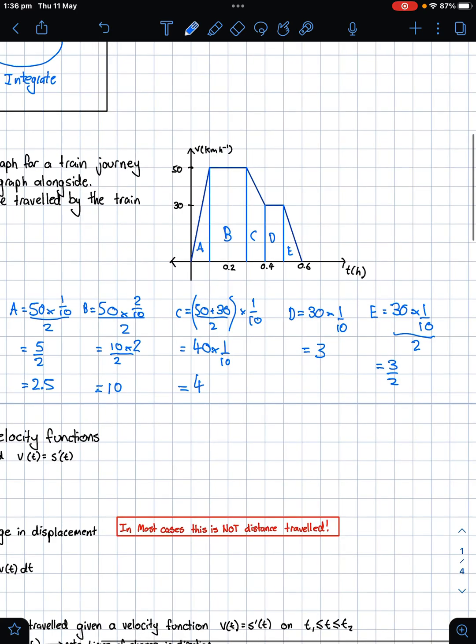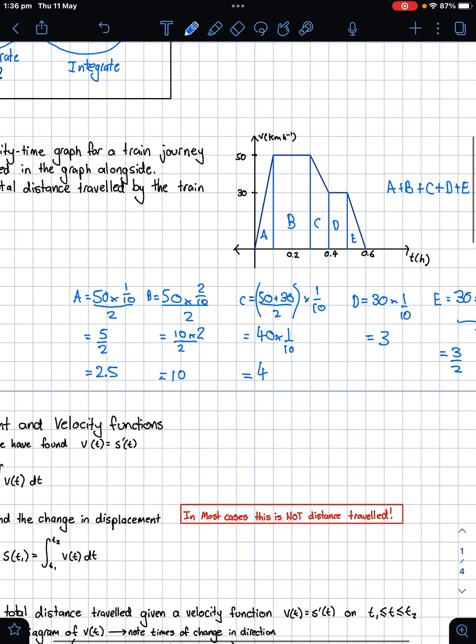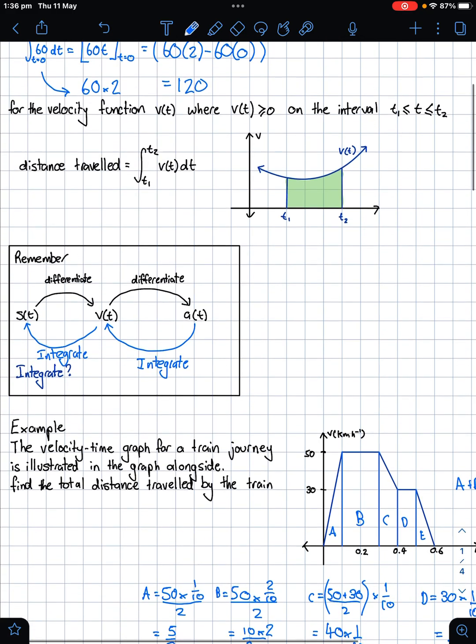Now we need to add all these up. I'm just going to quickly do it in the calculator because these aren't crazy decimals. So we've got 2.5 plus 10 plus 4 plus 3 plus 3 on 2. I get 21 kilometres there. So A plus B plus C plus D plus E equals 21 kilometres, which is the area under the curve there. All right, that's it for that section. So nice quick one, I hope.